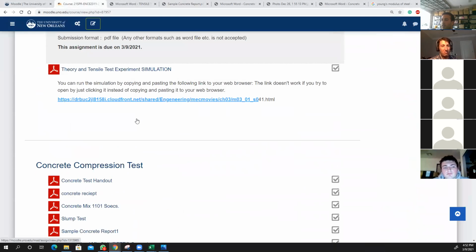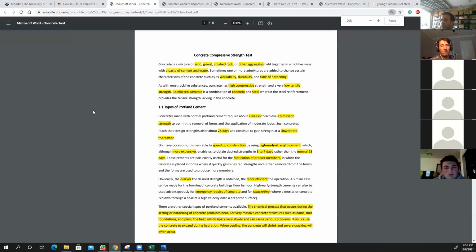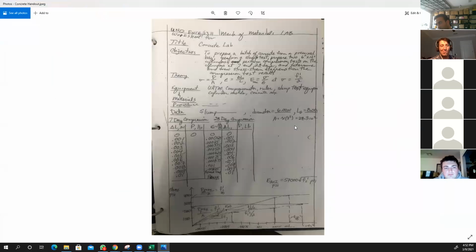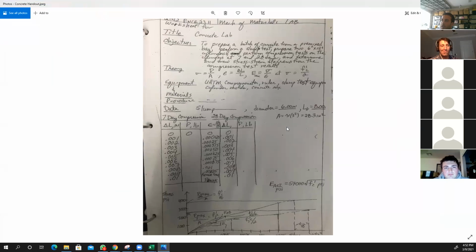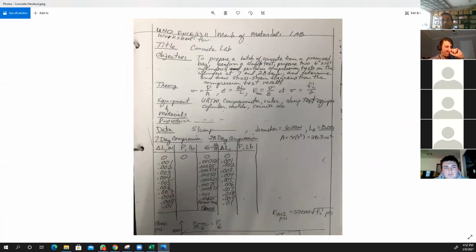So let's look at the concrete. Let's start with the concrete handout. This is the handout, and I do have the original handout over here. If you were doing it in class, this is the worksheet or the handout that you should receive. Title is the concrete lab, and the objective is to prepare a batch of concrete from pre-mixed bag.